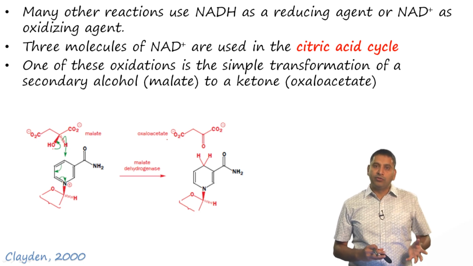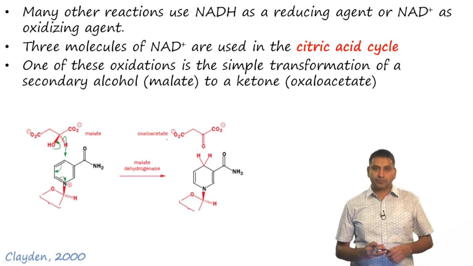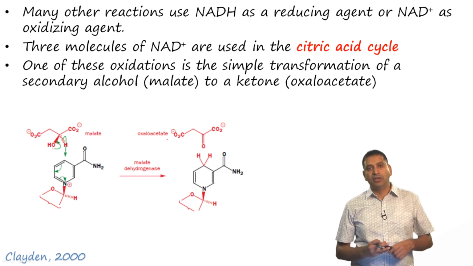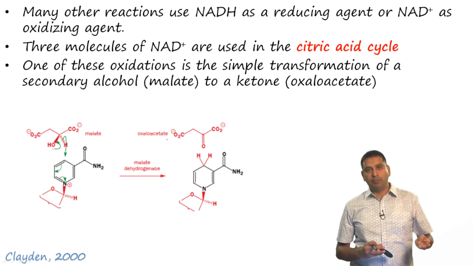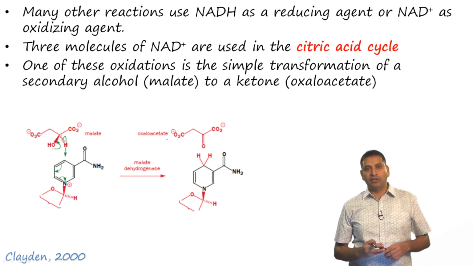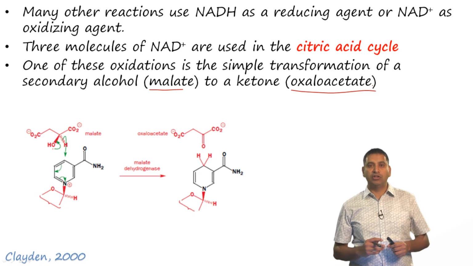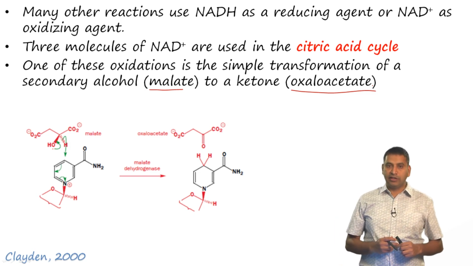Many other reactions use NADH as a reducing agent, or they use NAD plus as an oxidizing agent. So, for example, 3 molecules of NAD plus are used in the citric acid cycle, and one of these oxidations is the simple transformation of a secondary alcohol, malate, to a ketone, oxaloacetate. Now, let us look at this reaction.